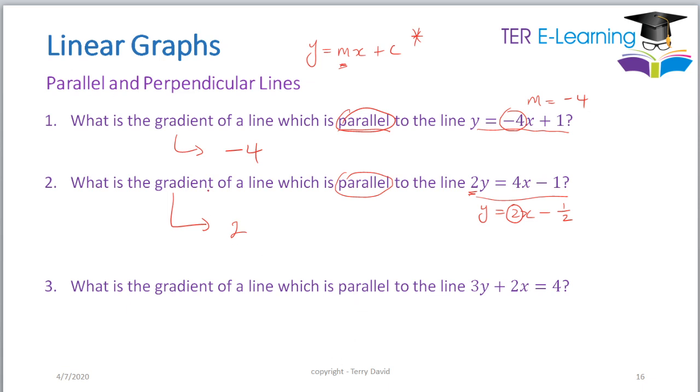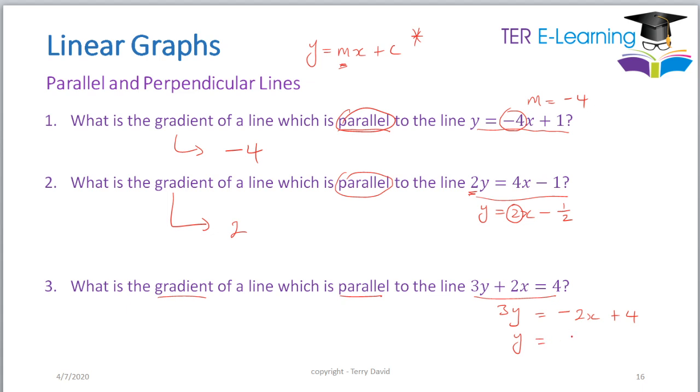All right. So continue with this question here. We want to find the gradient of a line which is parallel to this equation here. Now, before we can do anything with that equation, the first thing we need to do is to write this equation in the form y equal mx plus c. So this equation will be 3y is equal to minus 2x, because we're currently minus 2x on the right hand side, plus 4.